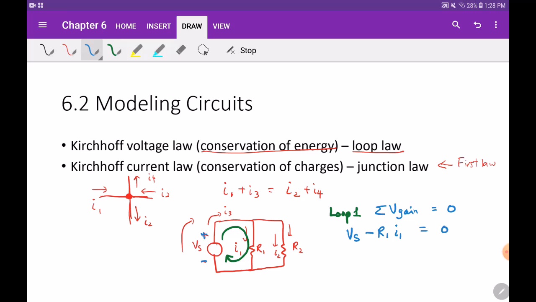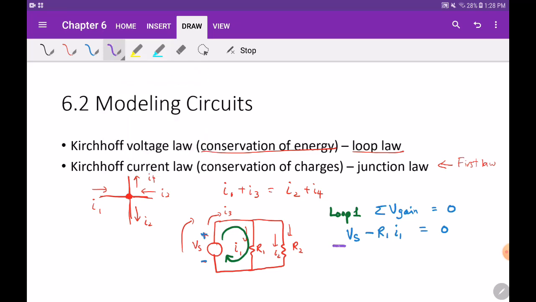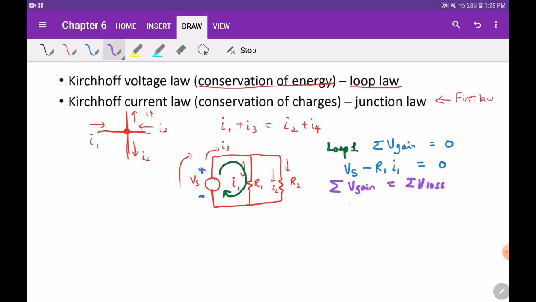Another way to write the loop law is, let me see which color should I use? How about a purple? Another way that I like to think about is the voltage gain due to the voltage source must be equal to the voltage loss in all the passive elements. For example, in this case, Vs will be on the left hand side. This is still the loop direction, counterclockwise. The green arrow is the same as R1 times I1. So this is my preferred method of writing this.